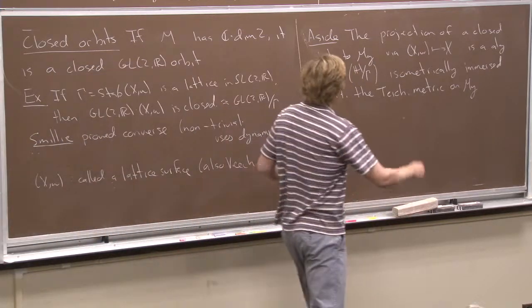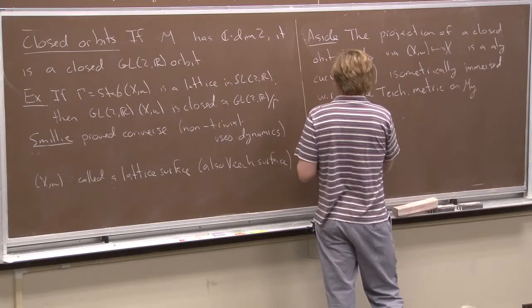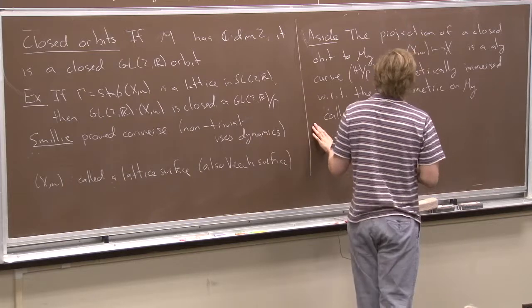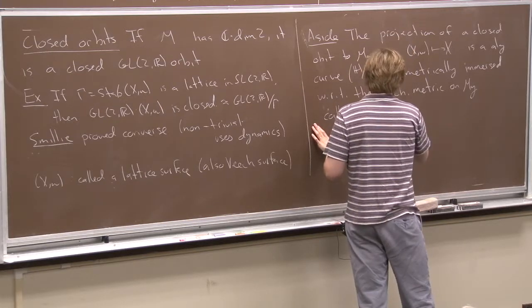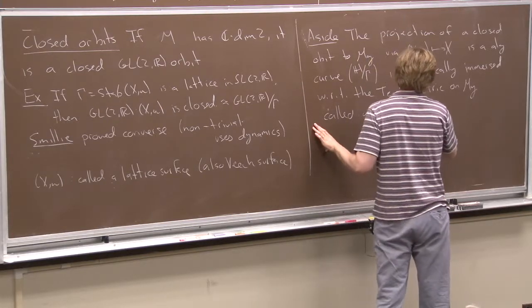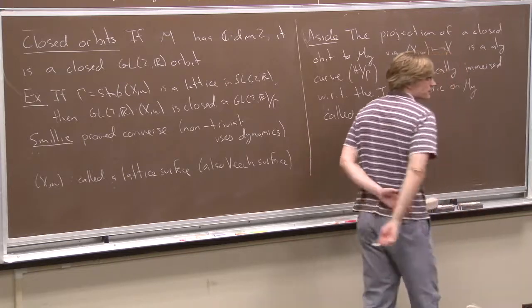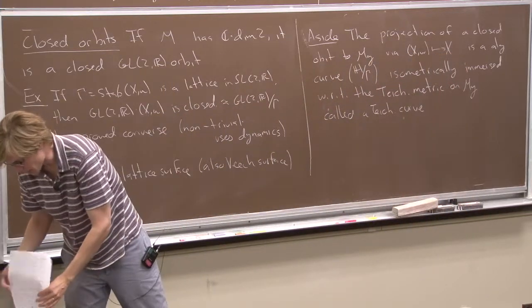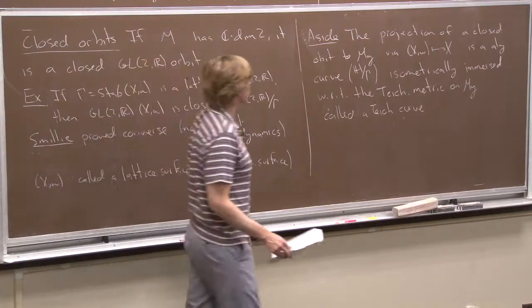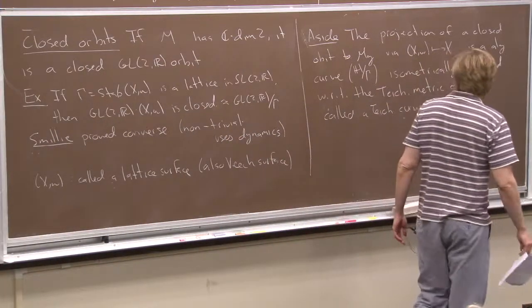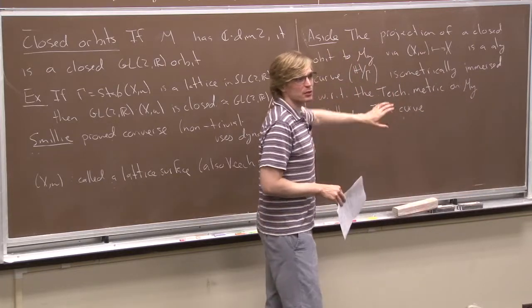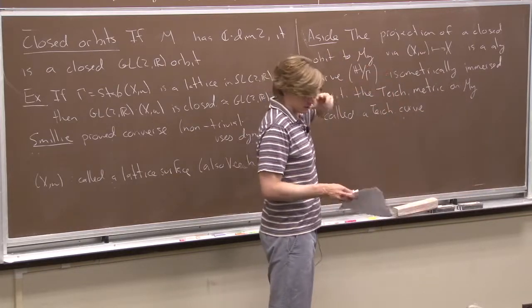Okay, so I should tell you, an isometrically immersed algebraic curve in MG is called a Teichmuller curve. I'm not going to talk much about either algebraic geometry or the Teichmuller metric, but it's all very closely combined when you talk about closed GL2R orbits.